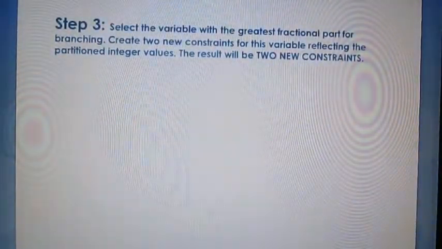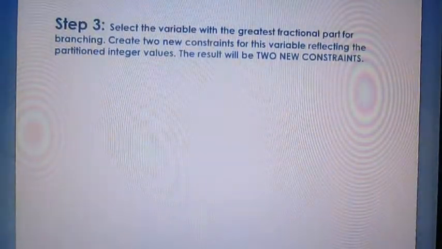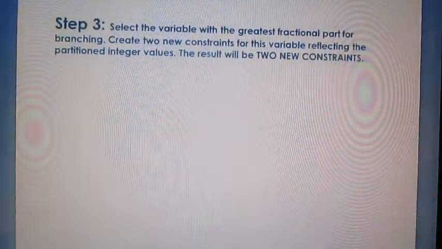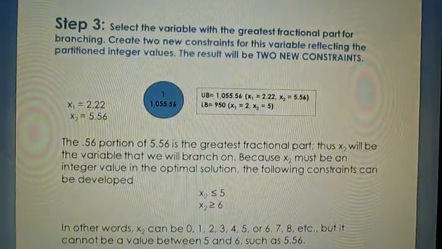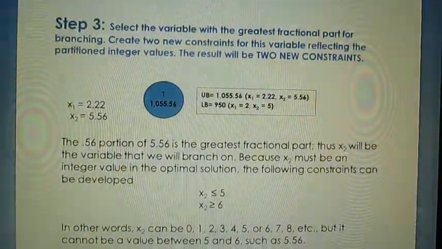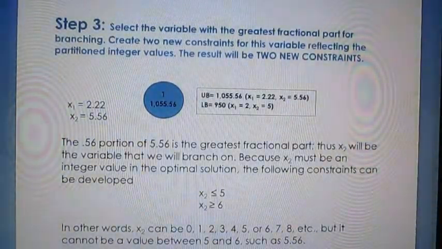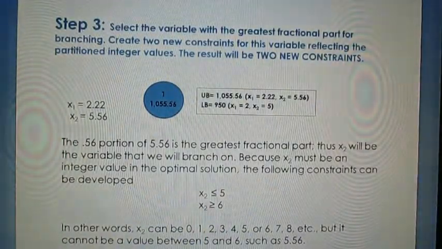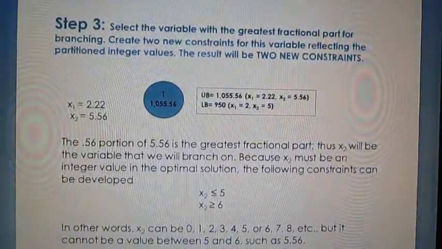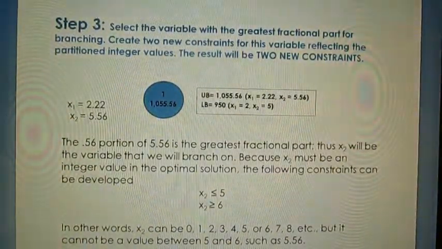Step 3. Select the variable with the greatest fractional part for branching. Create two new constraints for this variable reflecting the partitioned integer values. The result will be two new constraints. So here we can see yung upper bound natin, yung x sub 1, 2.22, and the value of x sub 2 equals 5.56. The 0.56 portion of 5.56 is the greatest fractional part. Thus, x2 will be the variable that we will branch on. So, kung anong variable yung may fractional part na pinakamalaki, dun tayo magbabranch.